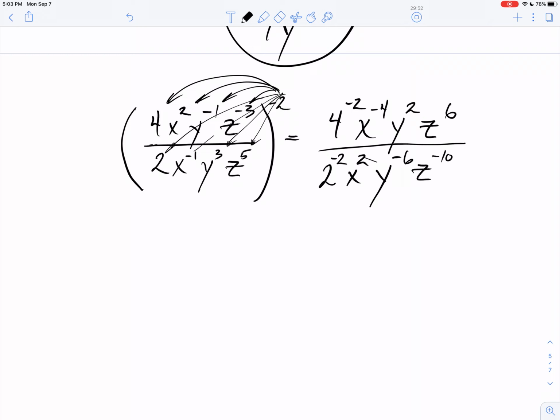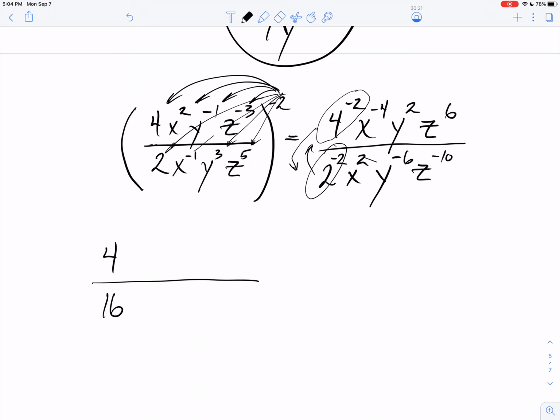Now, personal preference. If I see numerical stuff, I take care of it. So what does it mean? It means 4 squared goes downstairs. This is going to change location. 4 squared would make 16. This is going to change location. 2 to the negative 2 means change my location. Put the 2 squared up above. That's what's going to happen there.